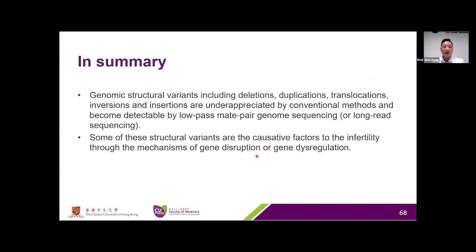So in summary, genomic structural variants, including deletion, duplication, translocation, inversion and insertion, are underappreciated by conventional methods and become detectable by mate-pair genome sequencing or long read sequencing. And some of the SVs are a causative factor of infertility through the mechanism of gene disruption or gene dysregulation.